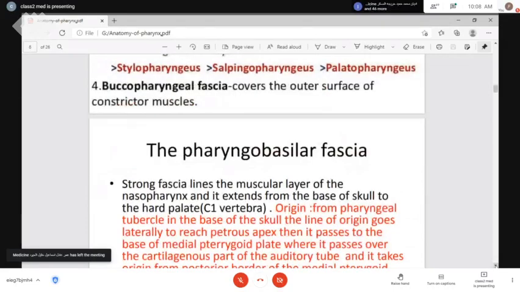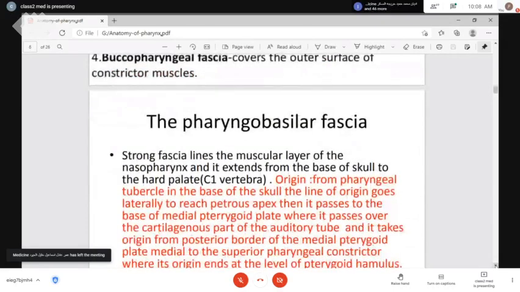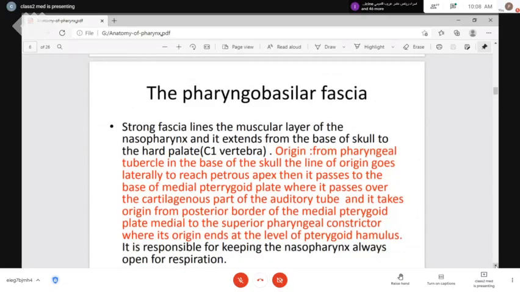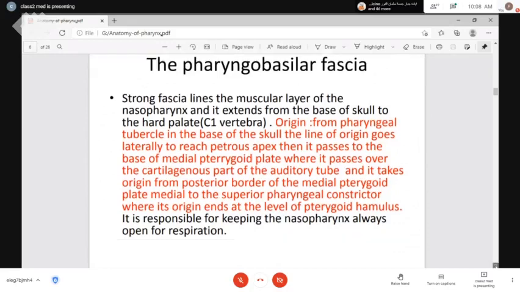First, what is the pharyngobasilar fascia? It is a strong fascia that lines the muscular layer of the nasopharynx, and it extends from the base of the skull to the hard palate at the level of the first cervical vertebra. The origin of the pharyngobasilar fascia is from the pharyngeal tubercle in the base of the skull.